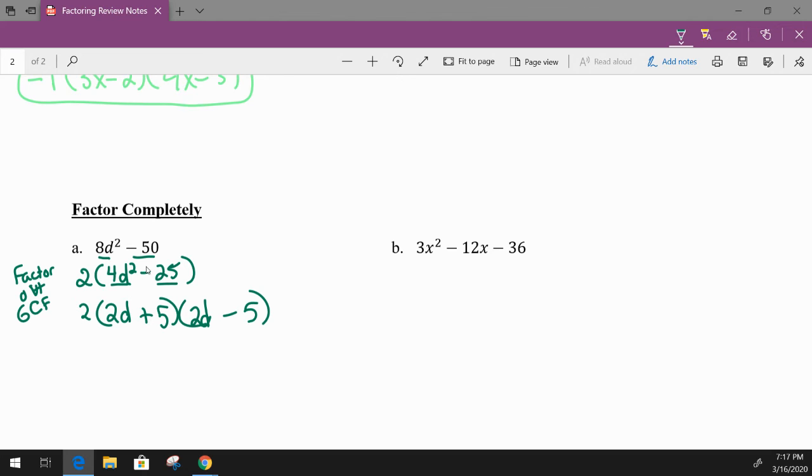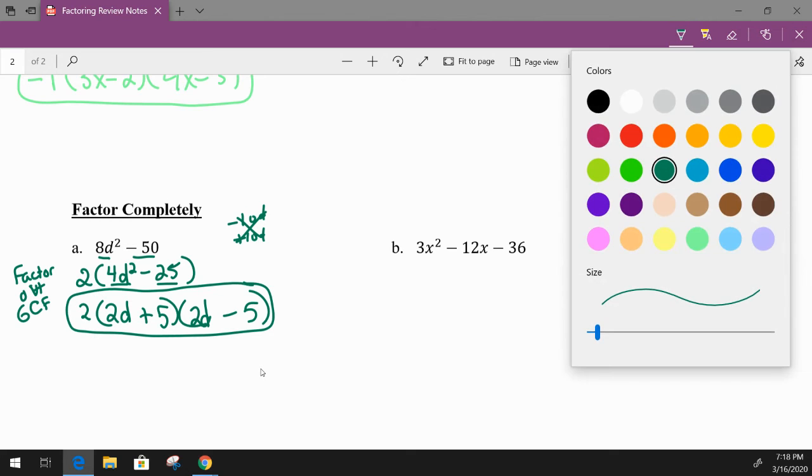And again, if you were to multiply this back together, your outside terms, 2d times negative 5, would be negative 10d. On the inside, you would get positive 10d. So negative 10d, positive 10d, which cancels out, which is why there's no middle term in the first place. So now it is factored completely.